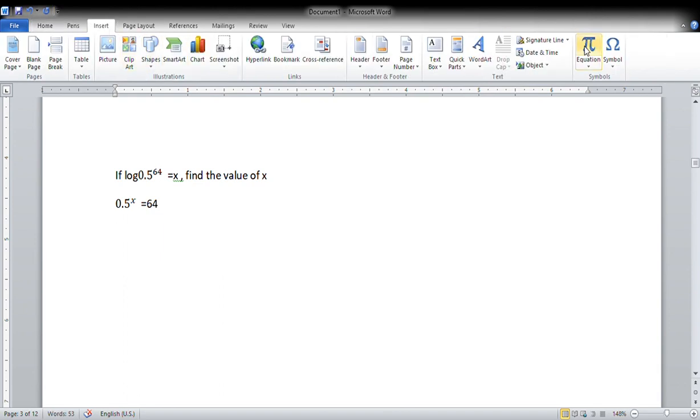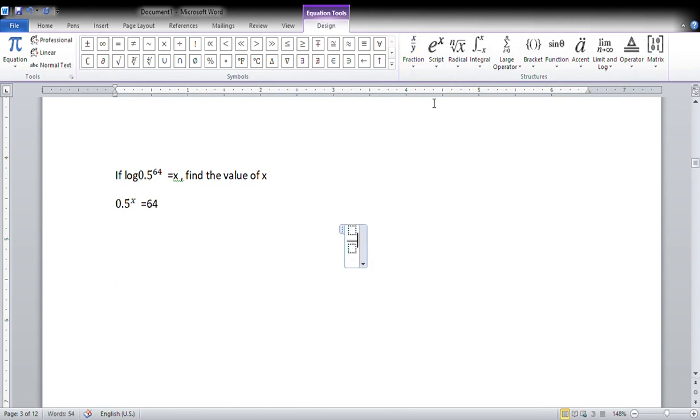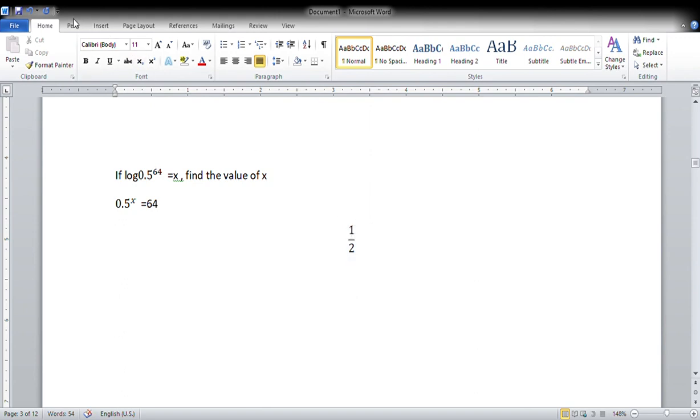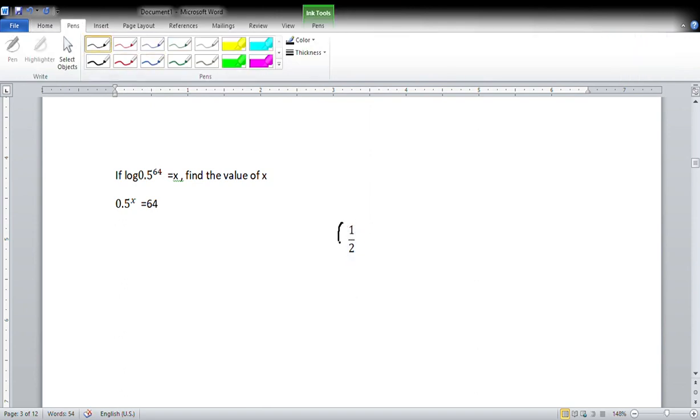Just a minute, I made a mistake there. 1 by 2 to the power x is equal to how much?